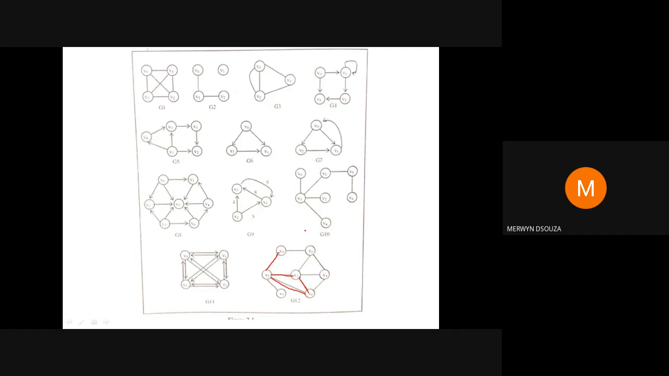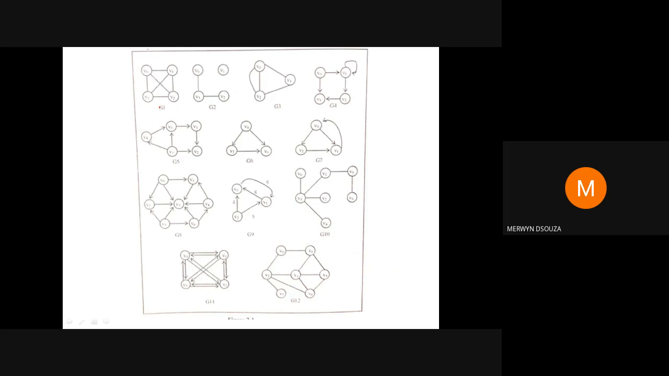So what is a cyclic graph? A graph that has one or more cycles is called a cyclic graph. In the examples on this slide, the graphs G1, G3, G7, G9, G11 and G12 are examples of cyclic graphs. You can look at all these graphs and you will find at least one cycle.